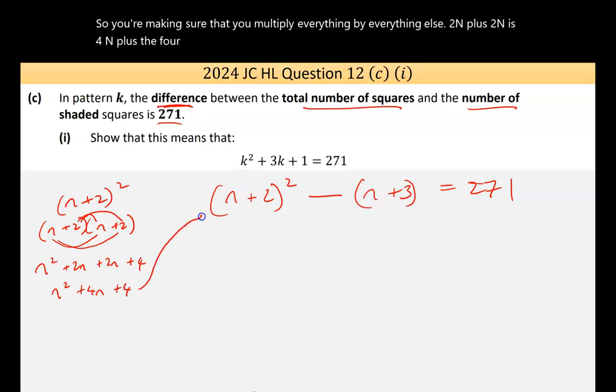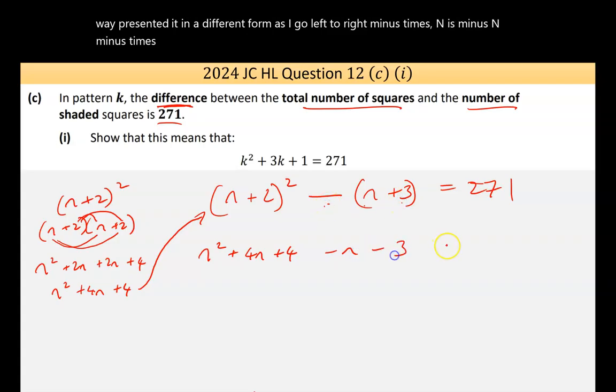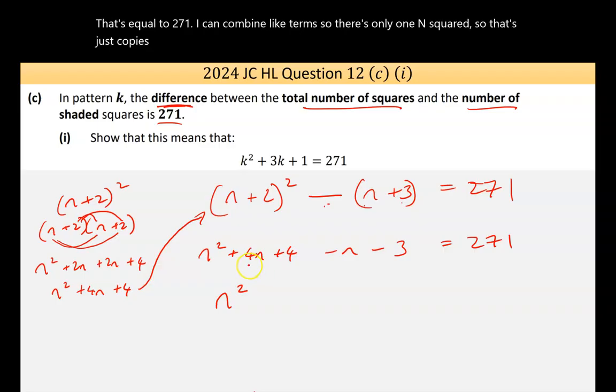So this and this are equal, so we can swap them out. We've just presented it in a different form. Now, as I go left to right, minus times n is minus n, minus times 3 is minus 3. That's equal to 271. Now I can combine like terms, so there's only one n squared, so that just copies over. 4n take away n is 3n.